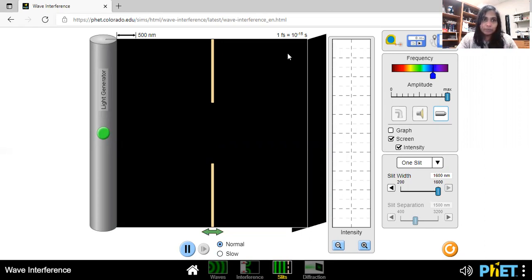And then we can use the slider to make it closer. So here it's 500 nanometer distance. So using the slider, I can slide the slit to 500 nanometers. So it's closer to the signal generator. And this way, I think we are set to go.